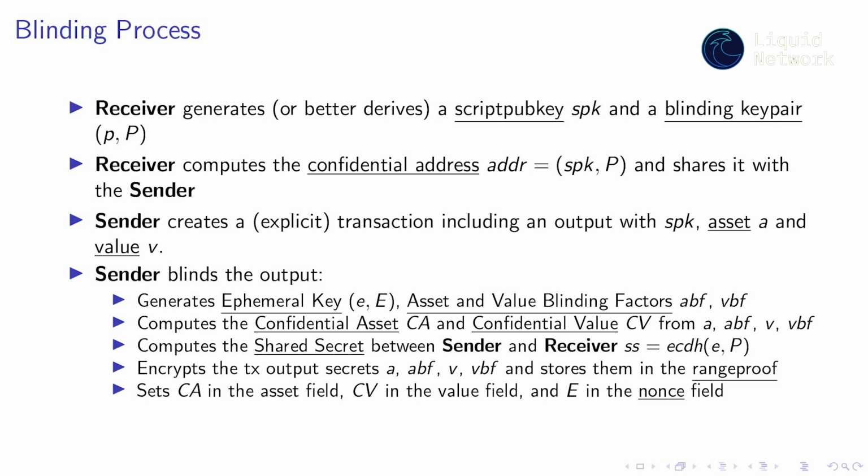Then the sender creates an explicit transaction. So the flow is that it starts by creating the transaction with all the outputs in an explicit fashion. And then for each output, it blinds the transaction. Blinding the transaction consists basically of encrypting the data that the receiver needs to know in the range proof.